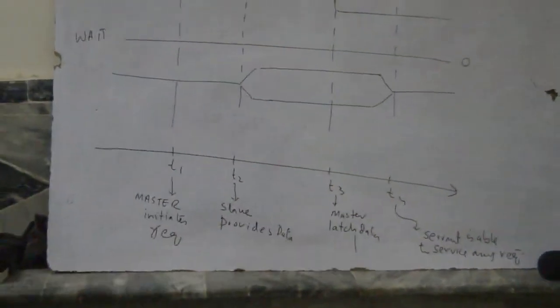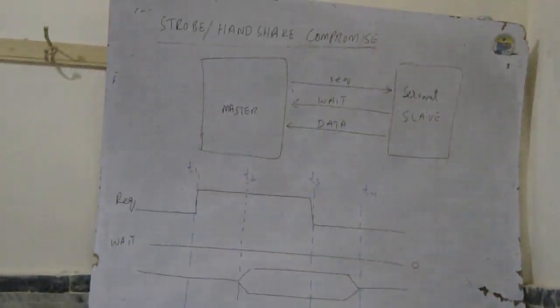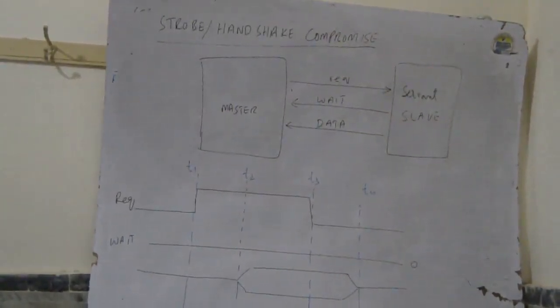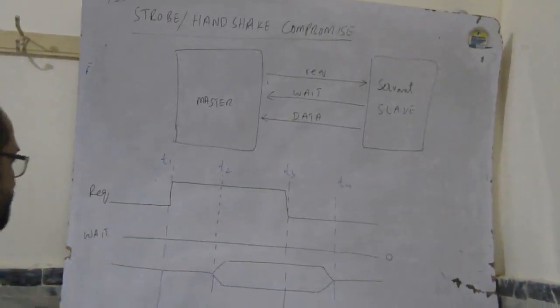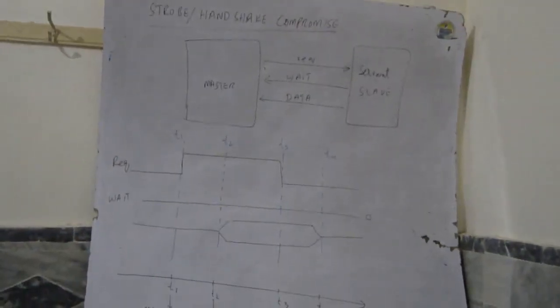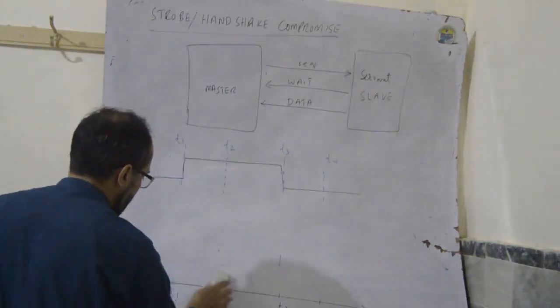Now we will assume a scenario where the slave is not able to provide the data at the time and is busy with some other request. So in this case the wait signal will be asserted. Now we will study this scenario in the following timeline.